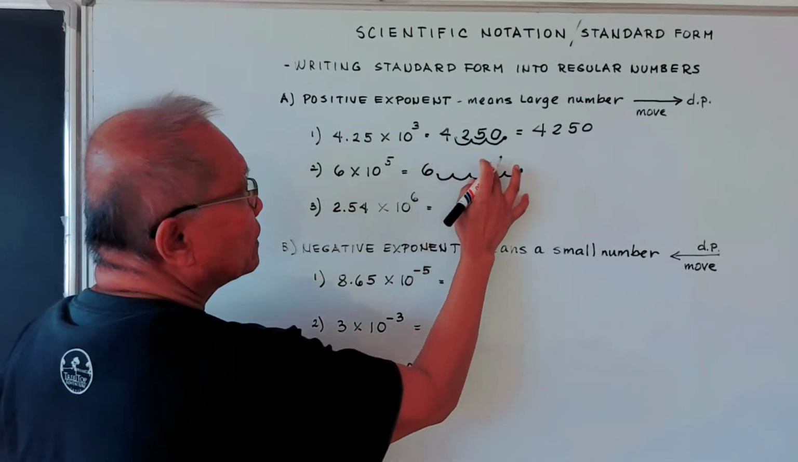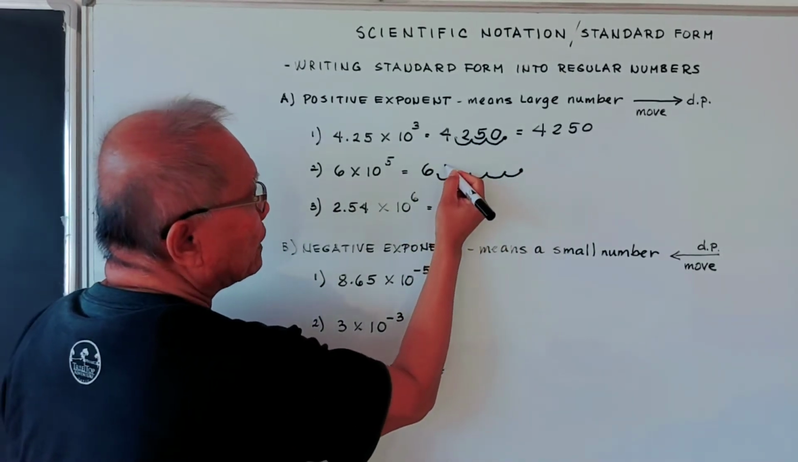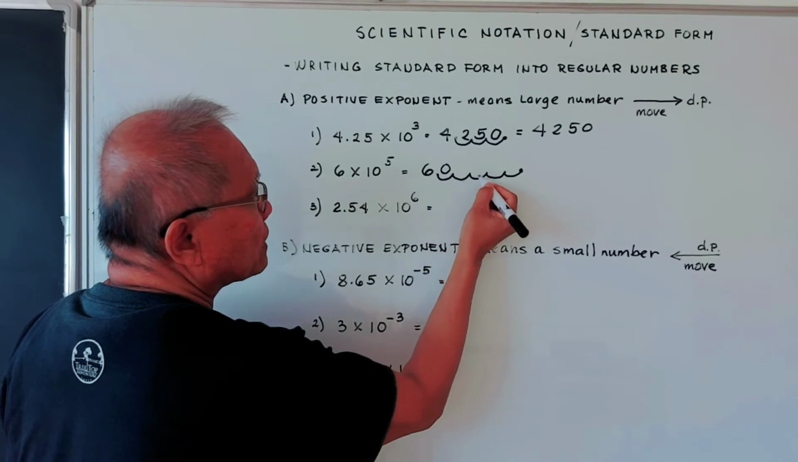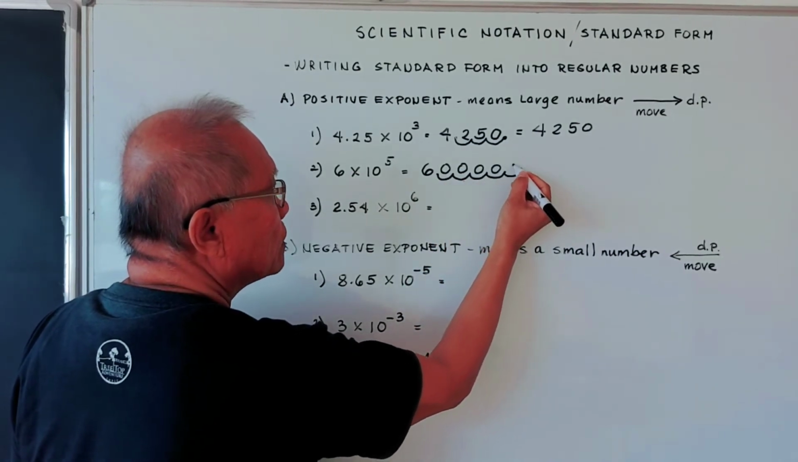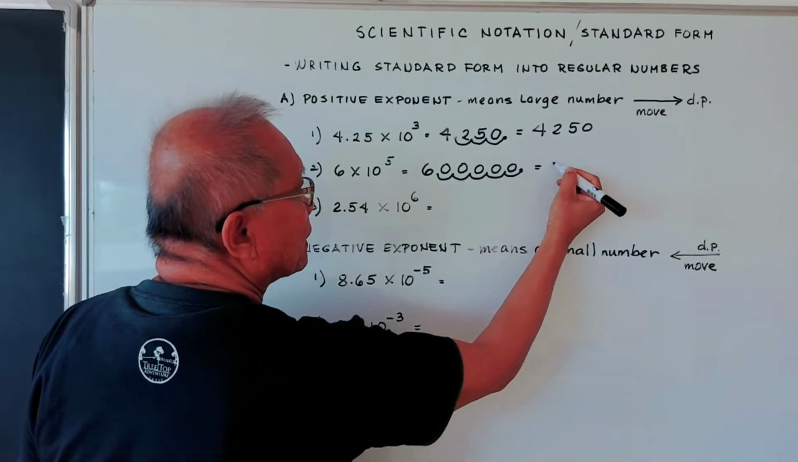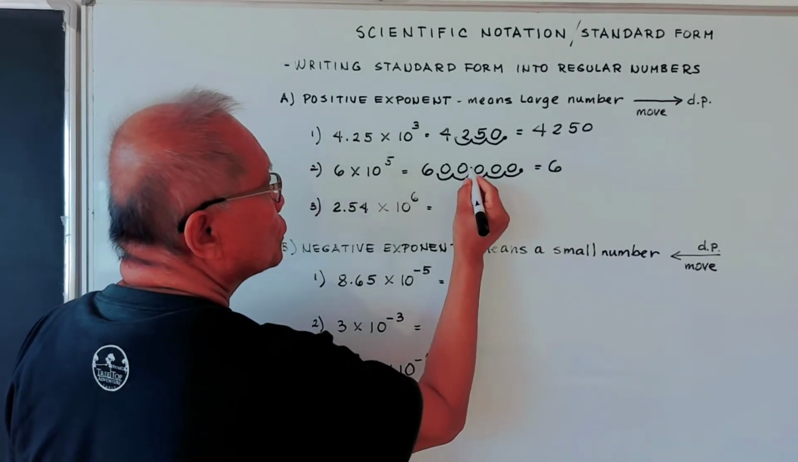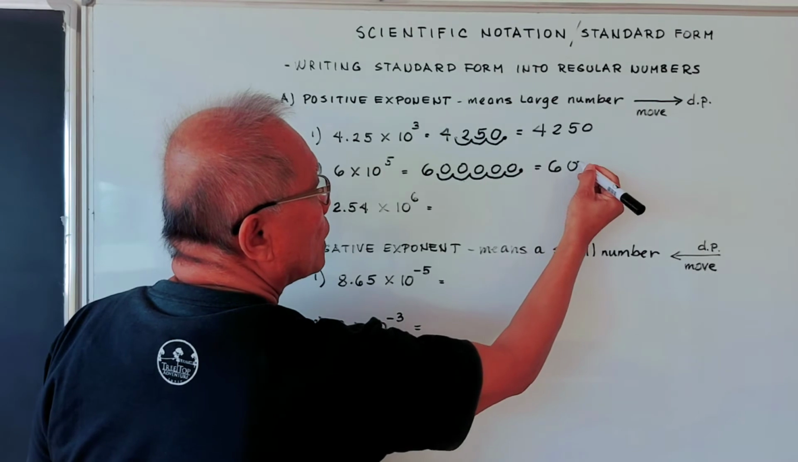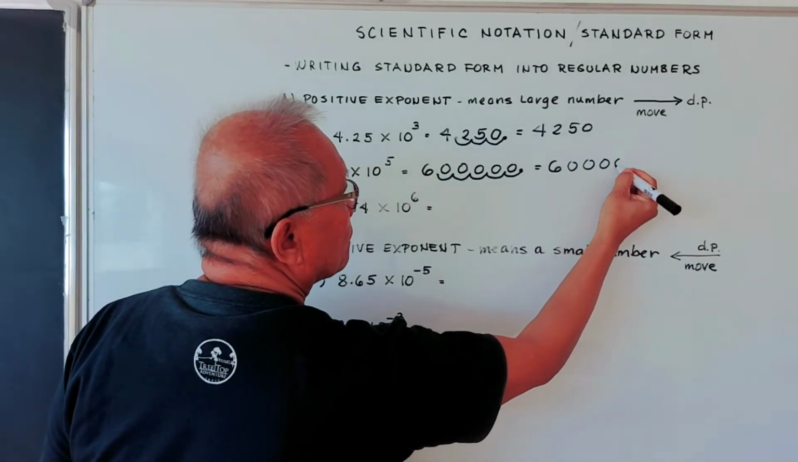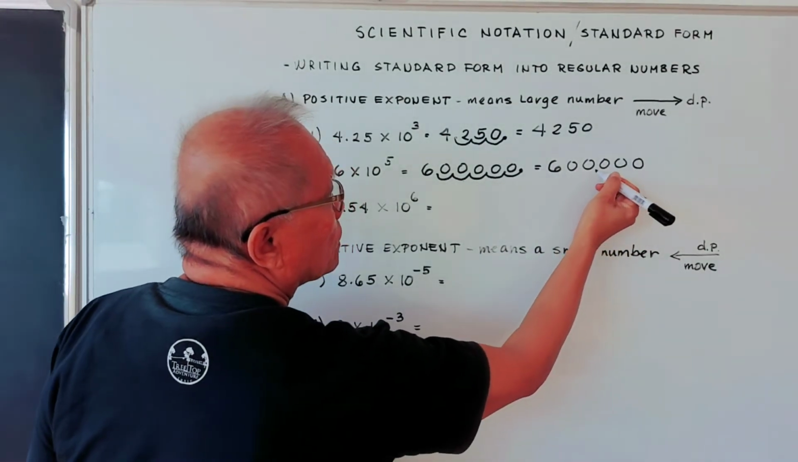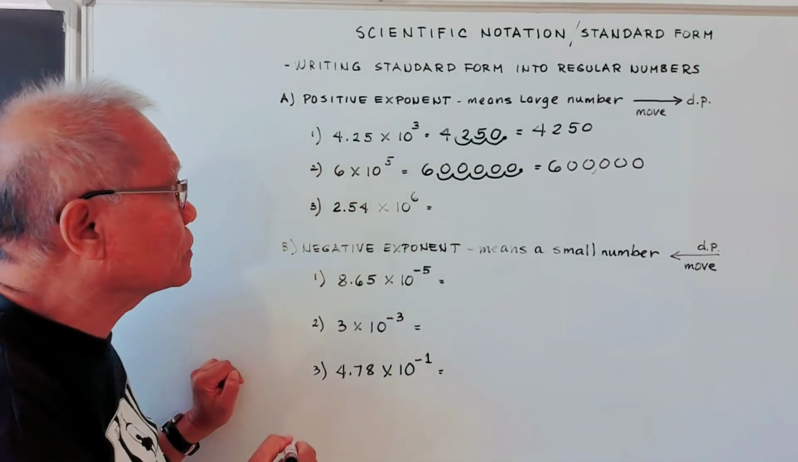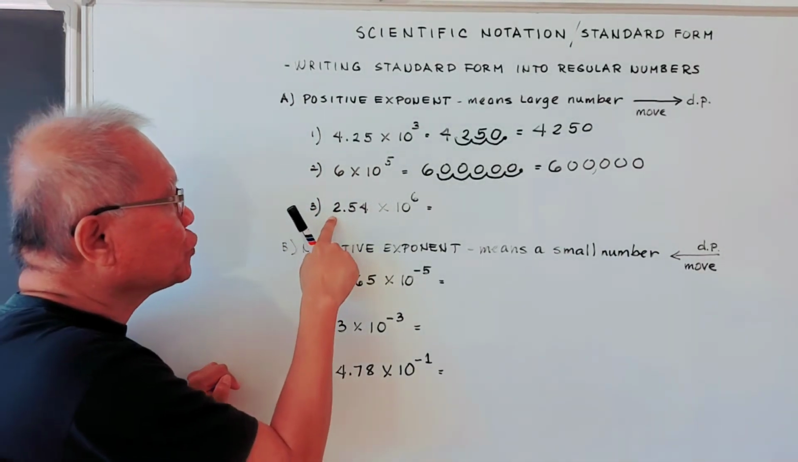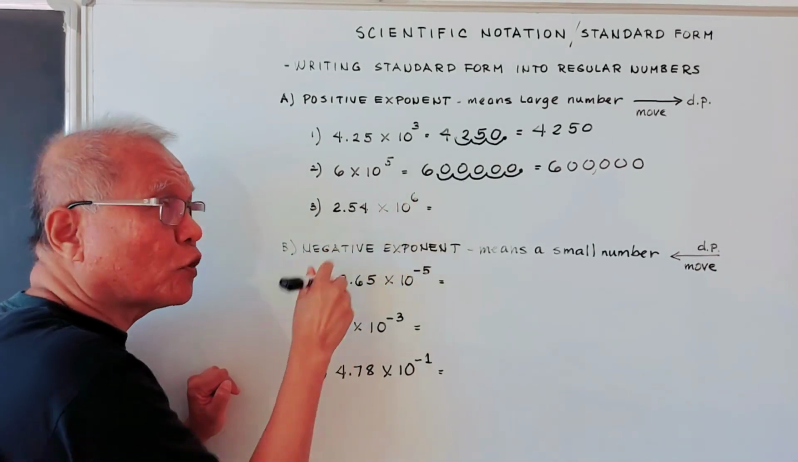But we don't have anything here. So what do we do? We place 0 as if there's a basket: 0, 0, 0, 0. So we write again. You have 6 and 1, 2, 3, 4, 5. So you can put a comma there. It means it is 600,000.